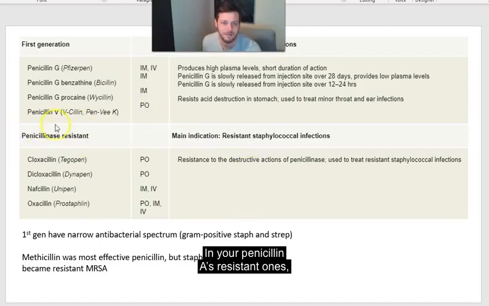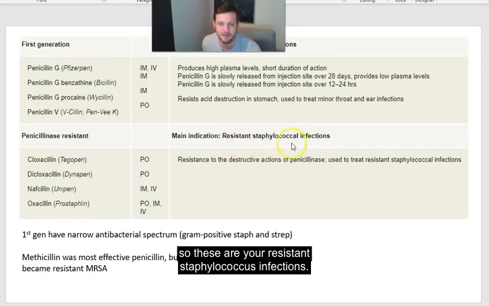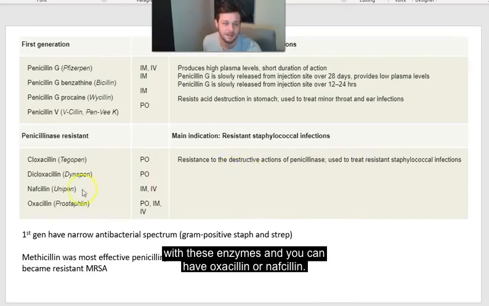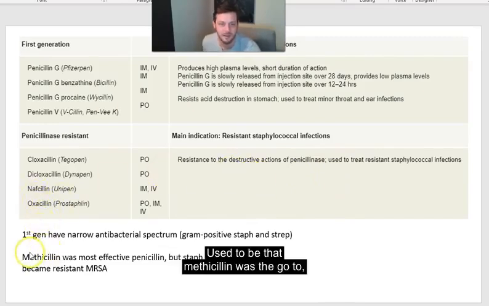In your penicillinase resistant ones, so these are your resistant staphylococcal infections. Penicillinase is just another word for like beta-lactase. Just a way that these bacteria become resistant to penicillin with these enzymes. And you can have like oxacillin or nafcillin. Used to be that methicillin was the go-to.